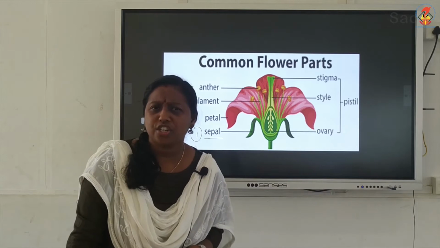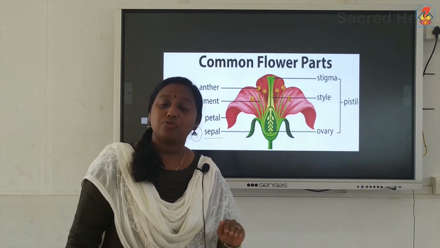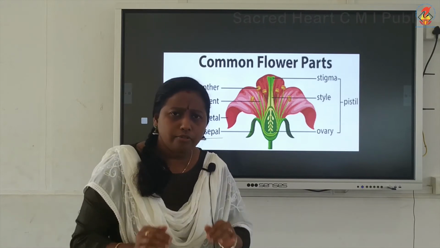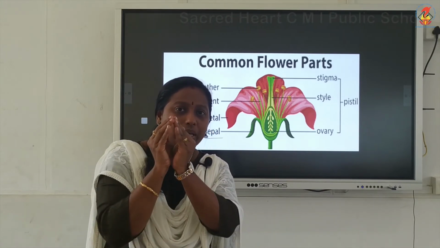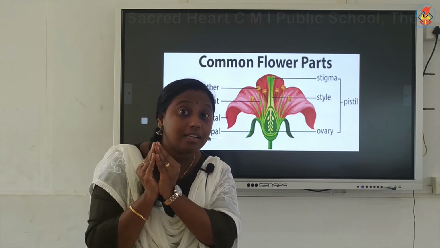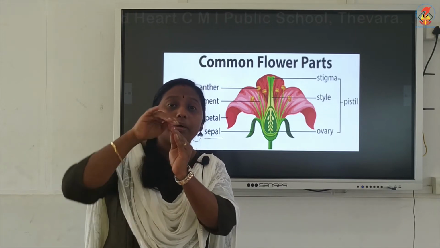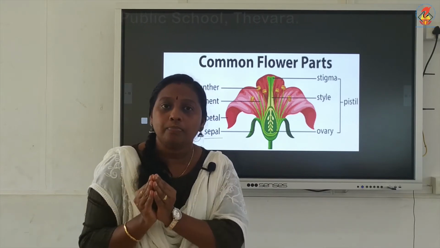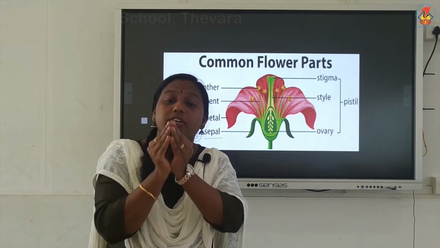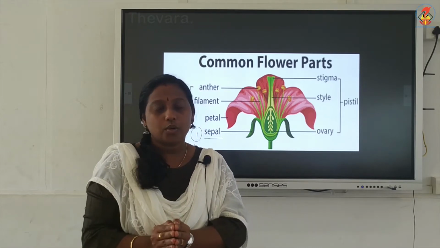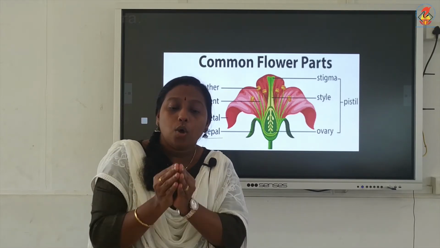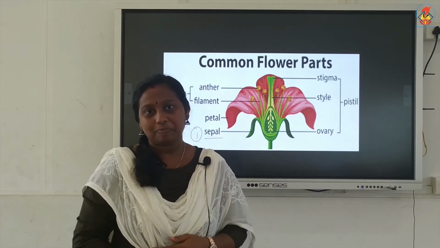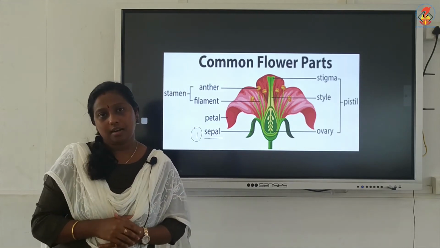Now what is the function of this sepal? The sepal gives protection to a flower when the flower is inside a bud. Have you all seen a bud? When the bud is very small, it is green in color, isn't it? The covering of the bud is green in color. That is actually the sepal only. The sepal protects the flower inside the bud. Afterwards, when the flower comes out, the sepal will become the base of the flower. It will be green in color.